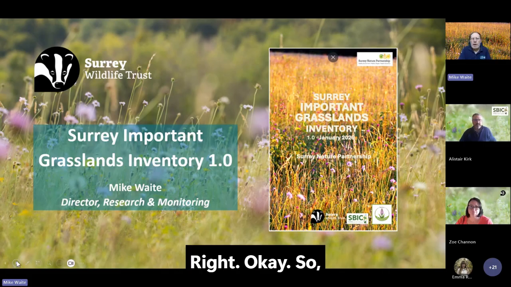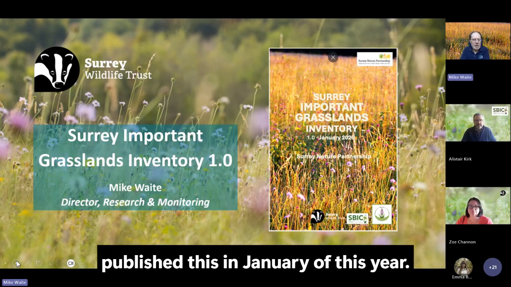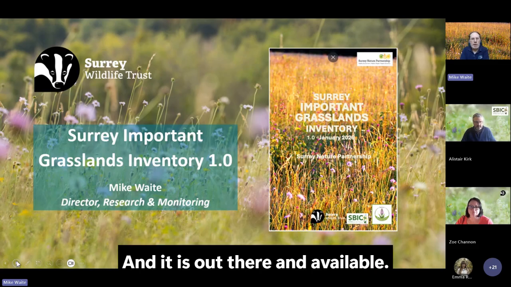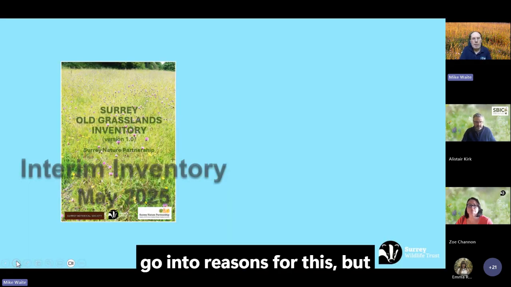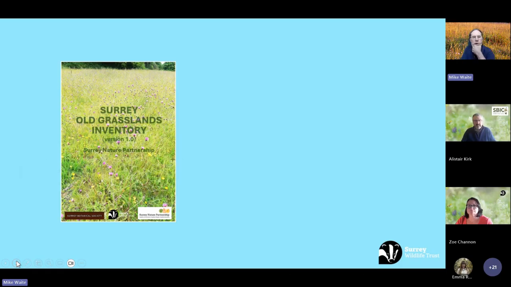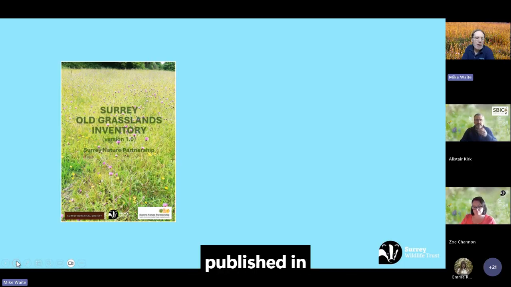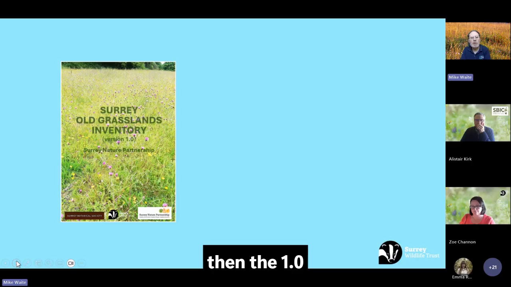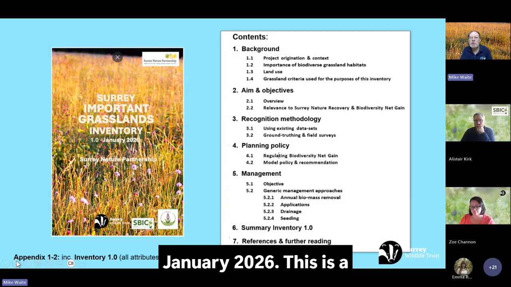Right. Okay, so the Surrey Important Grasslands Inventory, we published this in January of this year, and it is out there and available. We're very proud of it. I won't go into reasons for this, but an interim inventory was published in May 2025, which was a sort of holding report, and then the 1.0 has come published, as it says there, in January 2026.